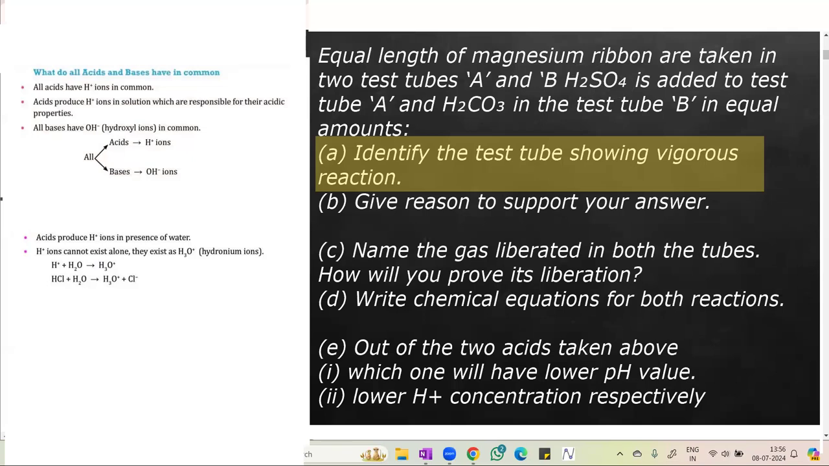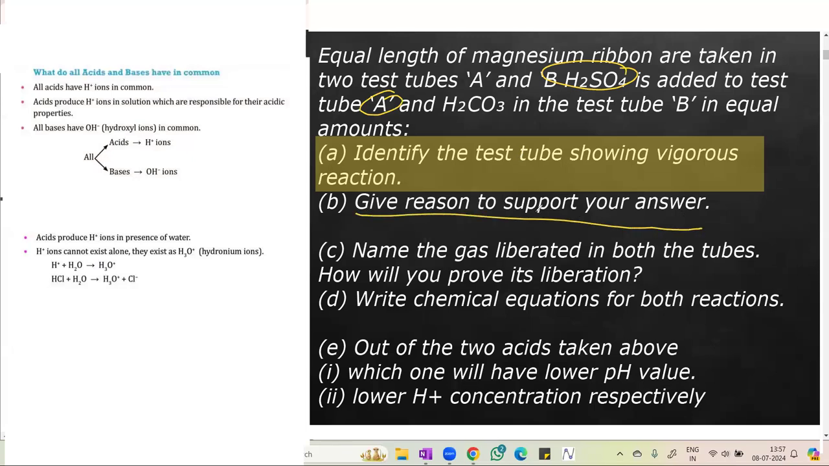But we know here that sulfuric acid is a strong acid, and carbonic acid is a weak acid. So clearly, sulfuric acid will release more, and the reaction will be more vigorous in this case. That is in test tube A. I think H2SO4 is added in test tube A. Yeah, so we'll say that in test tube A, the reaction will be vigorous.